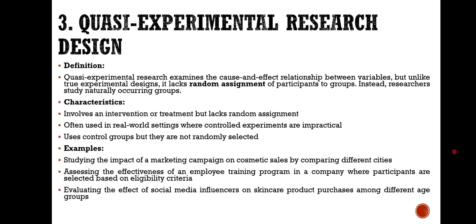Last research design we have is quasi experimental research design. Basically, it examines the cause and effect relationship between variables, but unlike true experimental designs, it lacks the random assignment of participants to groups. Instead, researchers study naturally occurring groups. And these are the characteristics of quasi experimental research design.